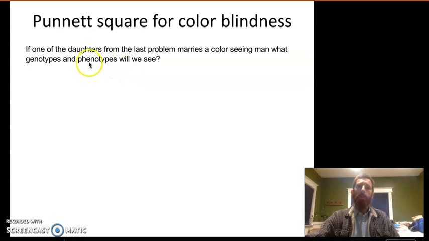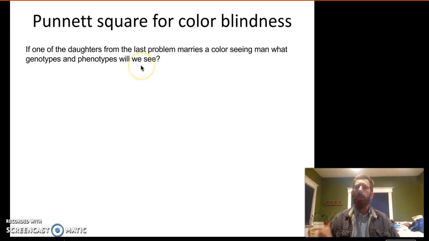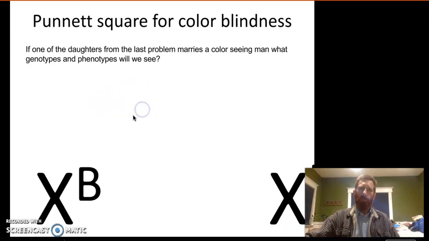All right. So now, if one of the daughters from the last problem, so you've got to remember what that was: X to the big B, X to the little b, marries a color-seeing man. What genotypes and phenotypes will we see? Again, go ahead and pause the video, do that Punnett square in your notes, and then we'll come back and look at that.